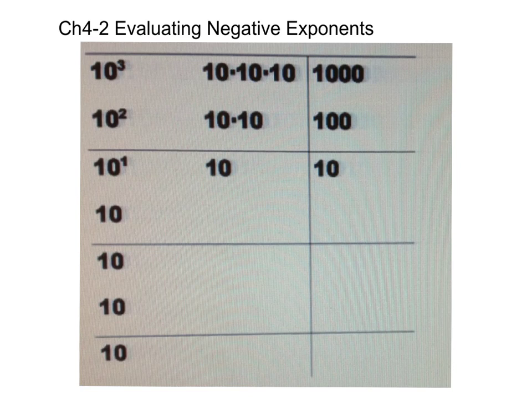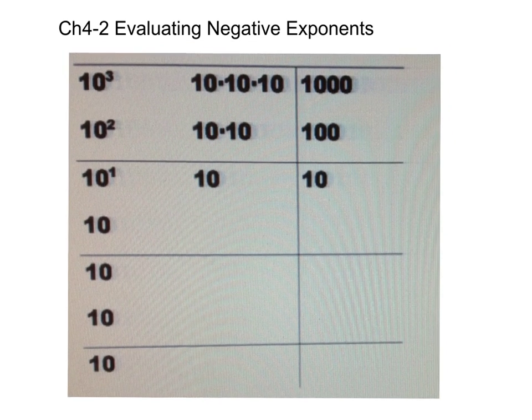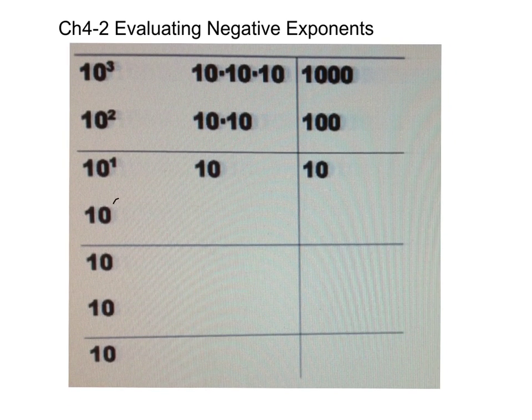Chapter 4.2 is about evaluating with negative exponents. So we're going to take a look and see what's happening here in our table to help us understand how to deal with negative exponents. So let's look at our pattern. What's happening with the exponent? The exponent is decreasing by 1 every time, which means the next exponent in our pattern is going to be 10 to the 0, and then 10 to the negative 1, to the negative 2, to the negative 3.